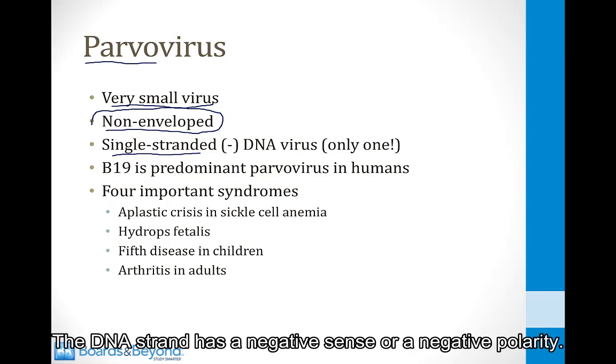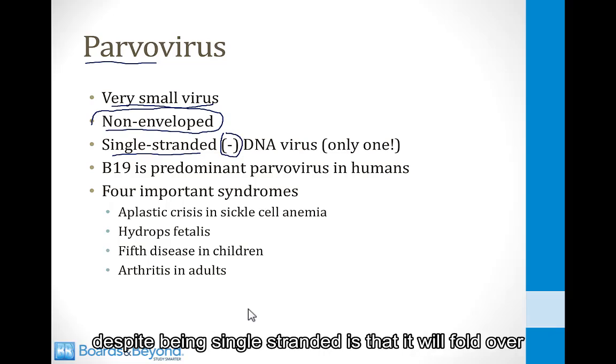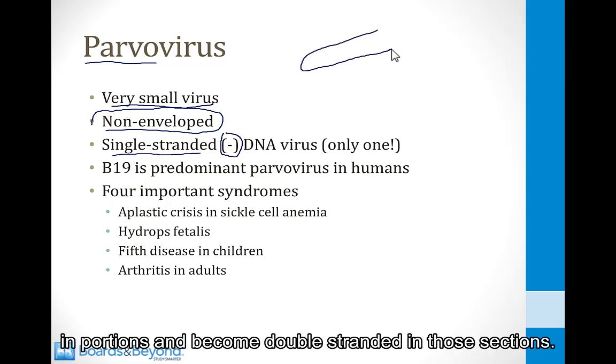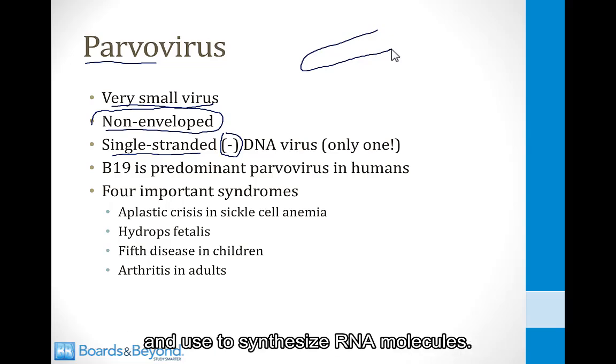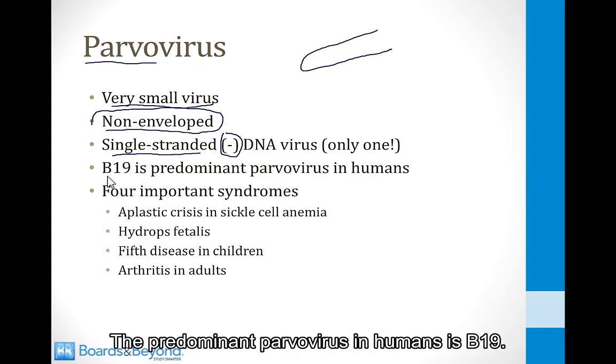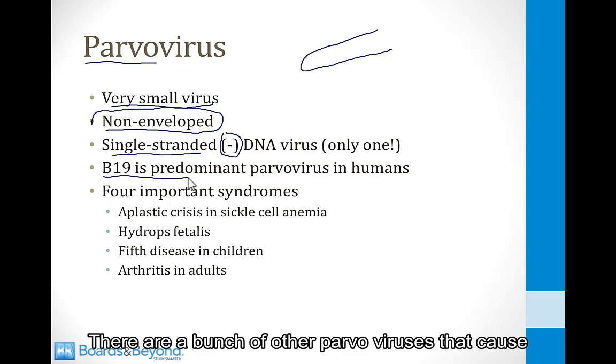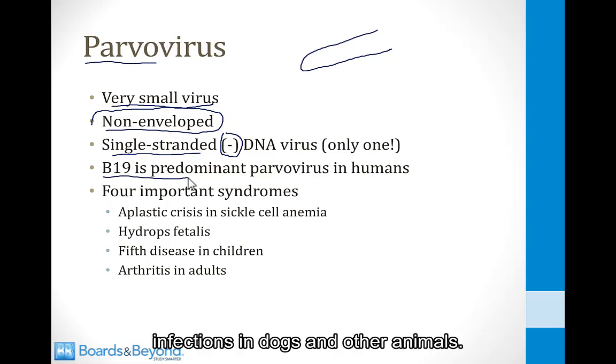The DNA strand has a negative sense or a negative polarity, and the reason it can replicate despite being single-stranded is that it will fold over in portions and become double-stranded in those sections. They can be recognized by DNA polymerase and used to synthesize RNA molecules. The predominant parvovirus in humans is B19. There are a bunch of other parvoviruses that cause infections in dogs and other animals.